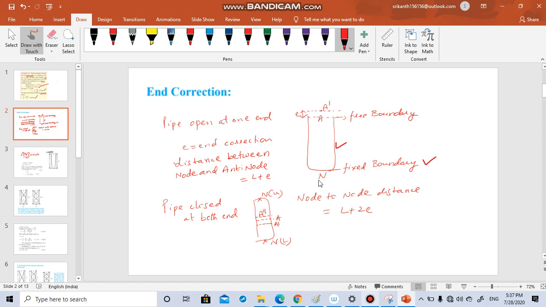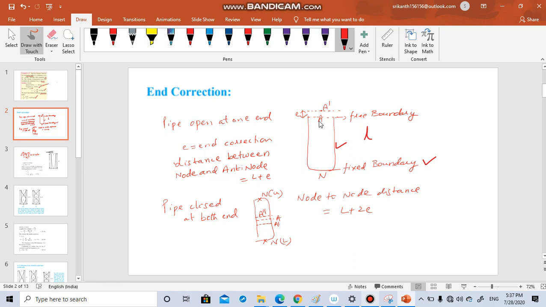Now you know that the distance between a node and an antinode you know already. Distance between node to node is lambda by 2. Now here we are calling that distance as L. Here this length of the pipe, actually the geometric length is small l. But what is capital L means?